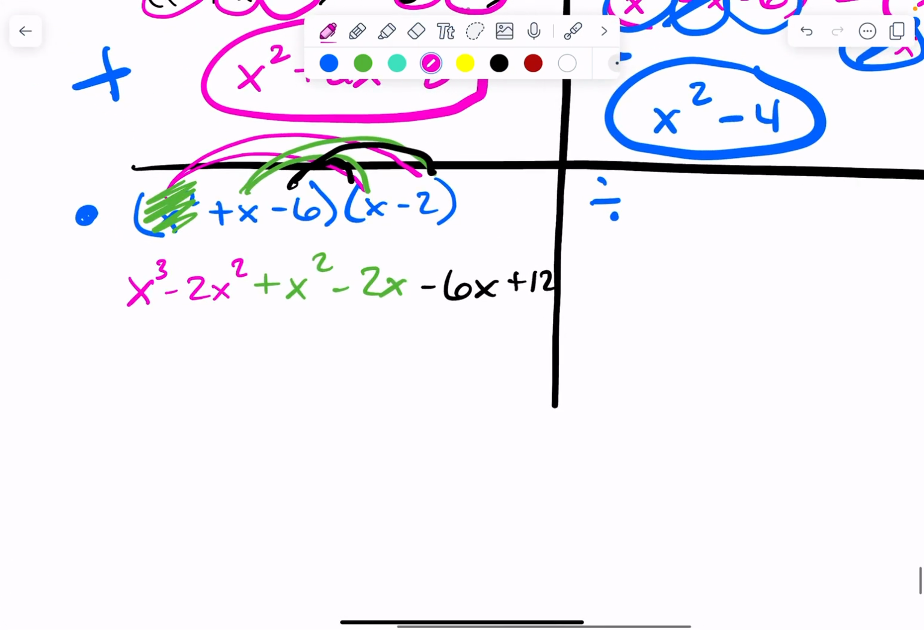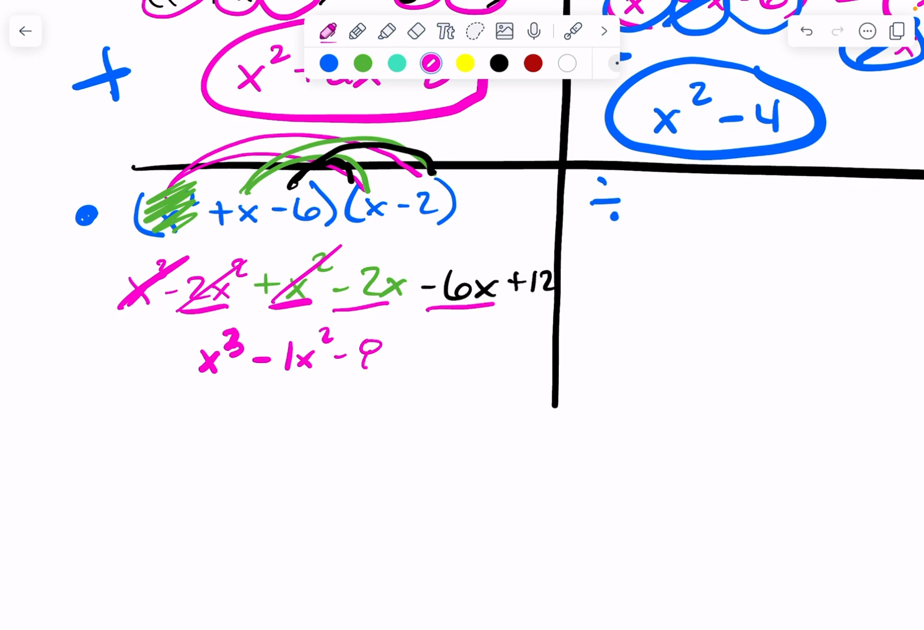All right, so x cubed, he's got nobody to go with. Whoop, cubed. So I'm going to cross him off. These two, negative 2x squared plus x squared would be negative 1x squared. You don't have to have the 1 there if you don't want to, but I'm going to put him there. Minus 2x minus 6x is minus 8x, and then I have plus 12. So that is my multiply. That was kind of ugly.